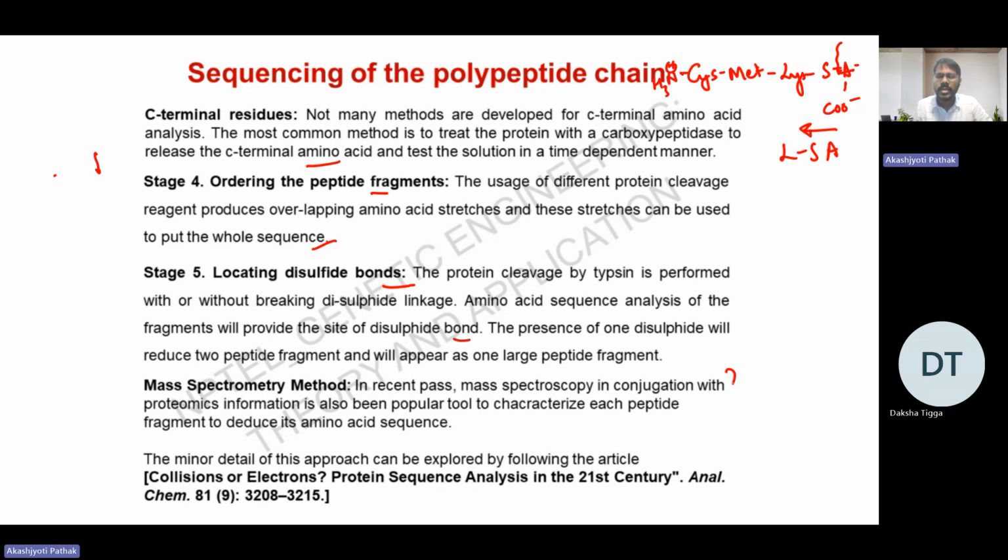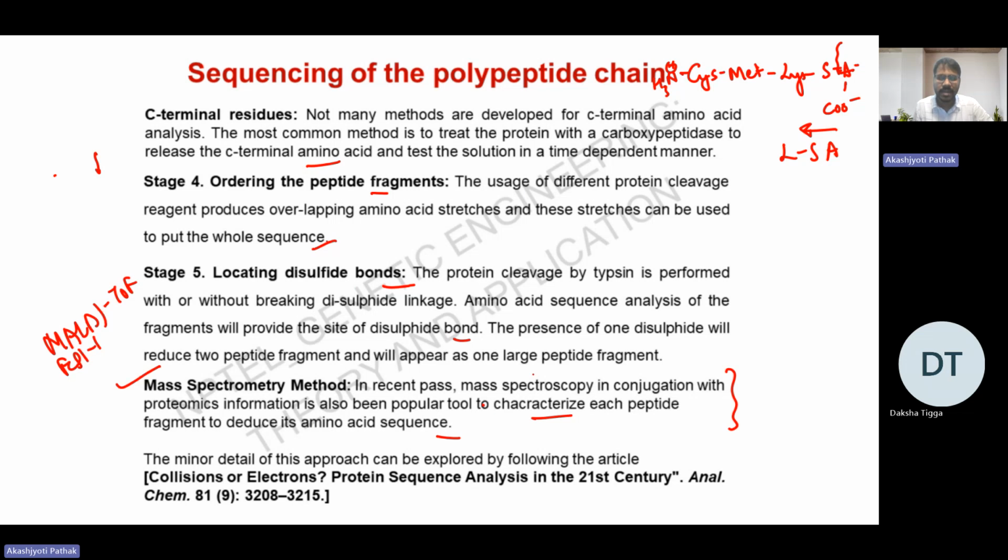Okay, and also you can sequence these peptide fragments by mass spectrometry method. So we will learn about this MALDI TOF and ESI TOF. MALDI TOF and the ESI, electrospray ionization method, are done for sequencing the amino acid sequence in a protein. What are the steps in it? By mass spectrometry method also you can characterize each fragment to deduce its amino acid sequence. So by using mass spectrometry also you can get the sequence of your protein.